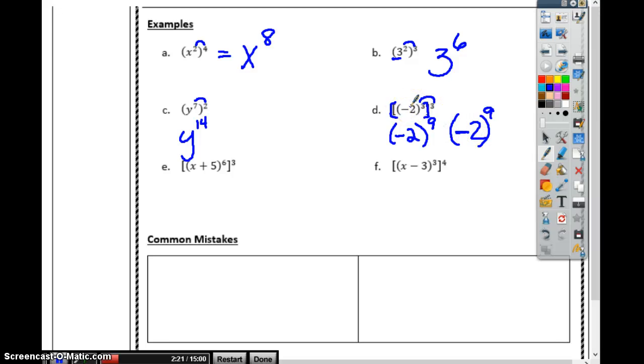That's that grouping. Now here, you cannot combine x plus 5. We cannot add those. They're not like terms. So that grouping is x plus 5. We must have the parentheses because it goes all or none. It's all together. Multiply our powers, 6 times 3. So x to the 5th power, that group to the 18th power. Here we have the group x minus 3. Multiply our powers, 3 times 4, you get 12.